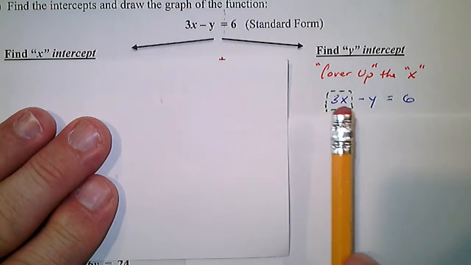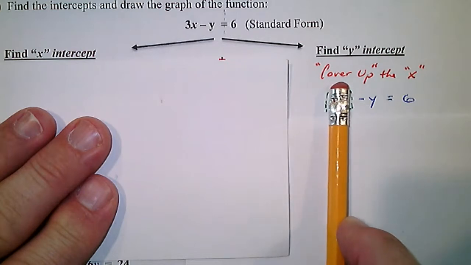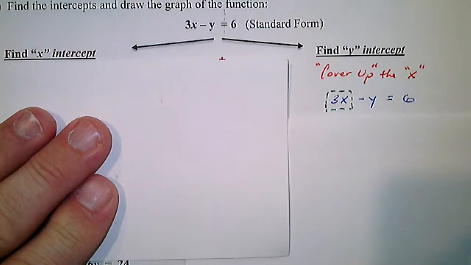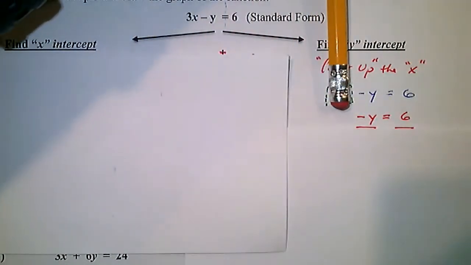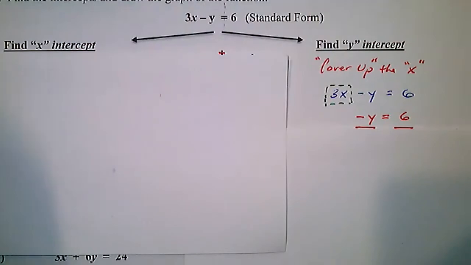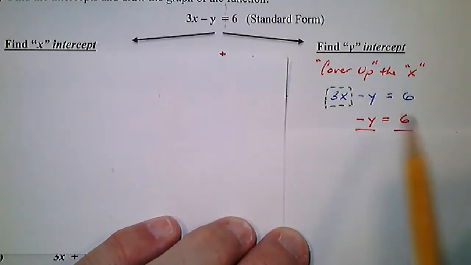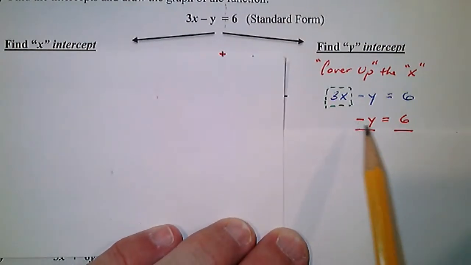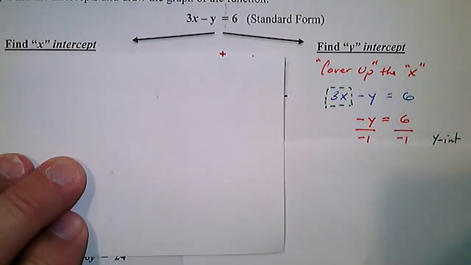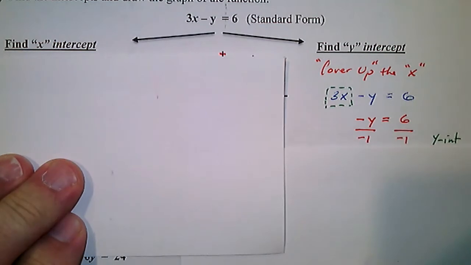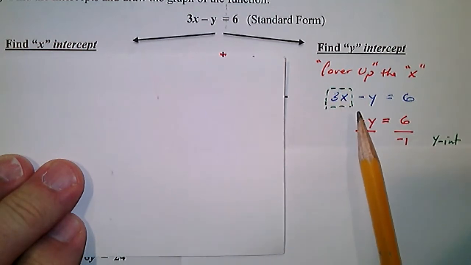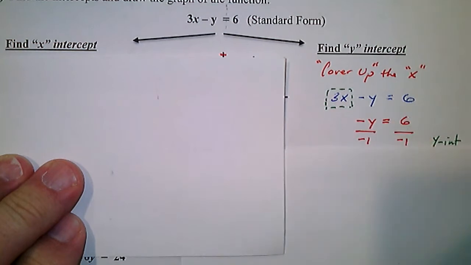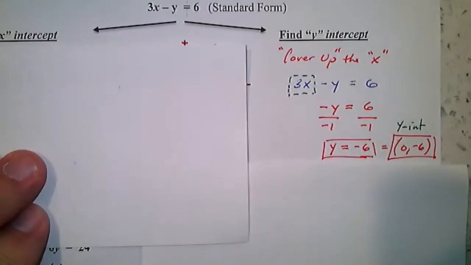But this time, excuse me, I want to just cover that up. So I'm left with negative y equals 6. Negative y equals 6, if that's covered up like that. Now, we know that we can't have a variable with a negative, so we have to get rid of that. To get rid of that, I'm going to divide by -1. So those negatives get canceled out, and 6 divided by -1 is -6.